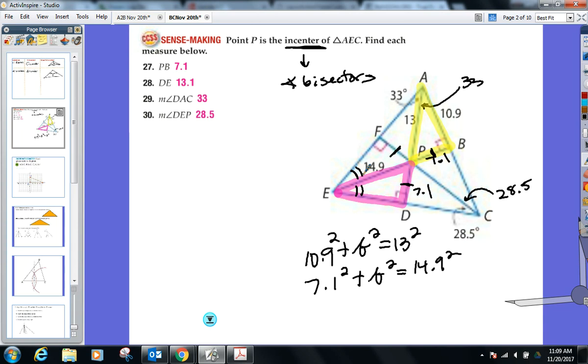In this entire triangle, how many degrees are there? 180. You already know those, right? You already know this angle. You already know this angle. And then whatever's left over, what do I have to do with it? Divide it by 2, and that's how you get your 28.5.